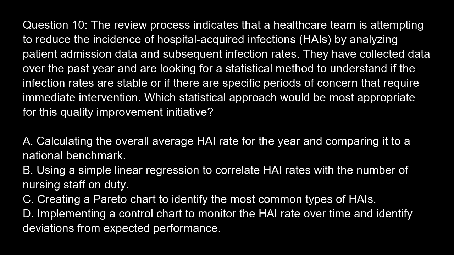Option A, calculating the overall average HAI rate for the year and comparing it to a national benchmark. Option B, using a simple linear regression to correlate HAI rates with the number of nursing staff on duty. Option C, creating a Pareto chart to identify the most common types of HAIs. Option D, implementing a control chart to monitor the HAI rate over time and identify deviations from expected performance.